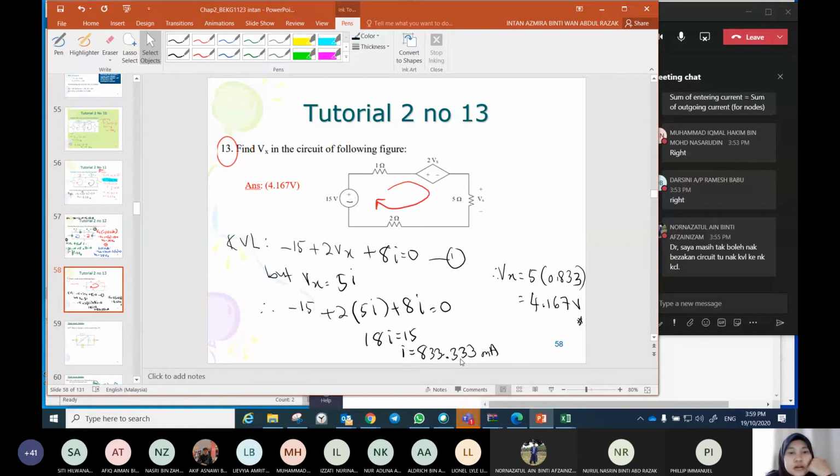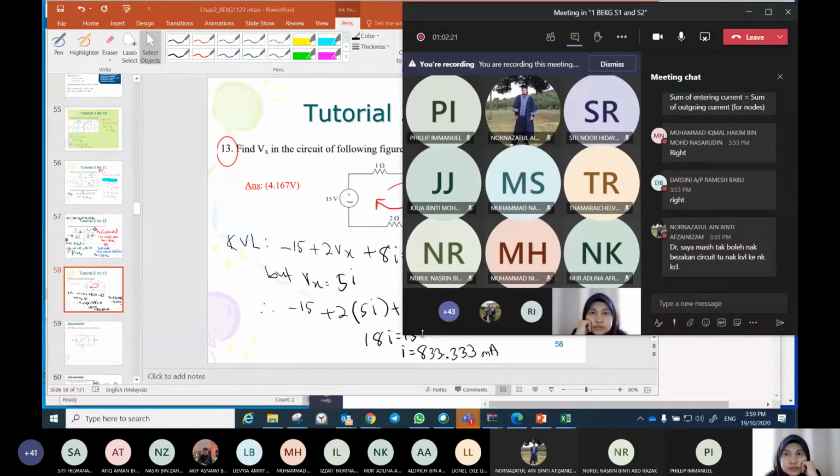Okay, now we want to find Vx. Vx is this. So substitute the current into this, and we will get Vx. Any question? Can understand, class? Yes.